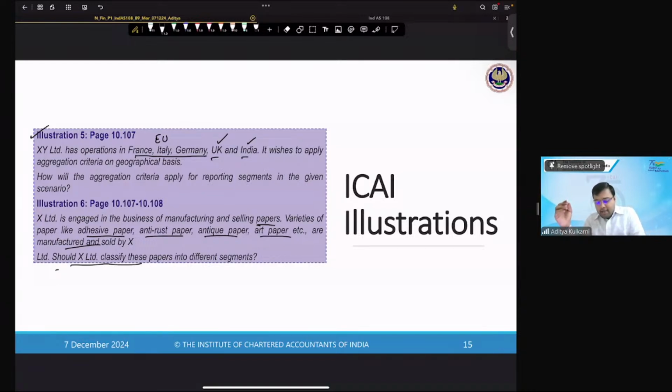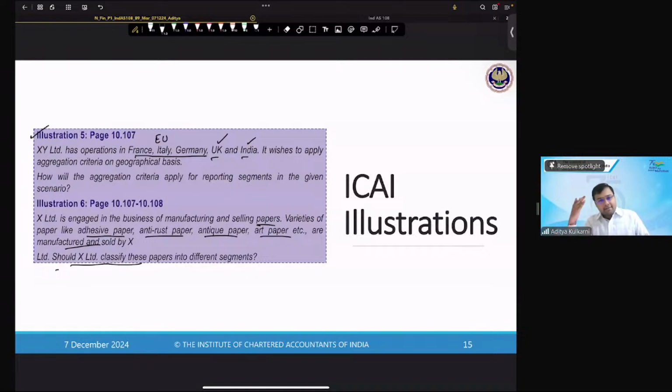Okay, so now coming to illustration 6. Yeah. So should it classify? You look at all the factors and then take a decision. See, I cannot expect you to know the manufacturing process of adhesive paper, anti-rust paper, and so on. I myself don't know. I also don't know.